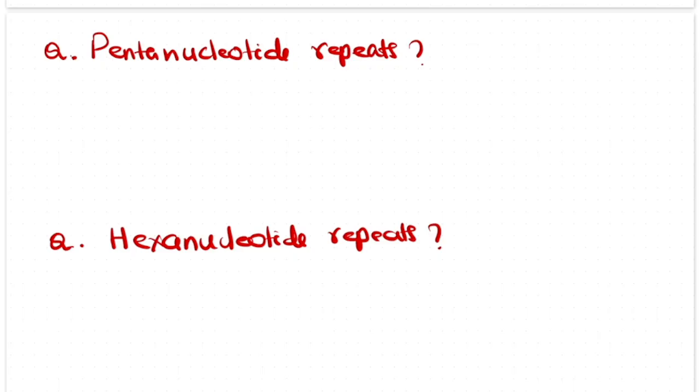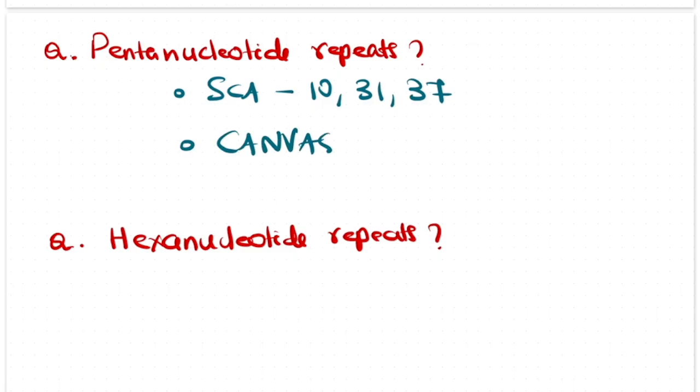Okay, next, what are the pentanucleotide repeat disorders? Can you tell me which types of SCA will have pentanucleotide repeat disorder? Three are there. What are those? SCA 10, 31, and 37. Then we have CANVAS. Does CANVAS belong to autosomal dominant or recessive? Yes, autosomal recessive. And it stands for cerebellar ataxia, neuropathy, vestibular areflexia syndrome.